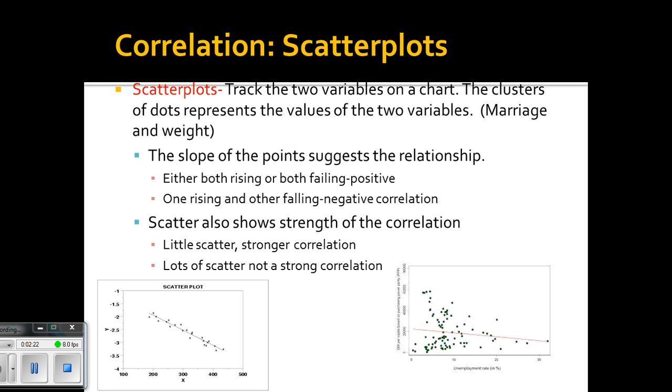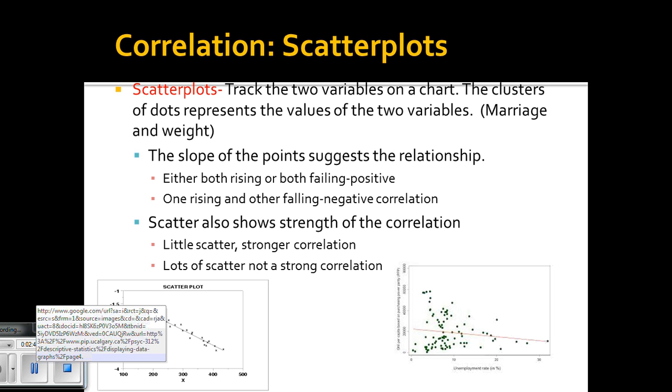They do plot correlations out on a scatter plot. They track the two variables on a chart. The clusters of dots represent the value of the two variables. So they may be looking at the longer you're married, maybe the more you weigh.